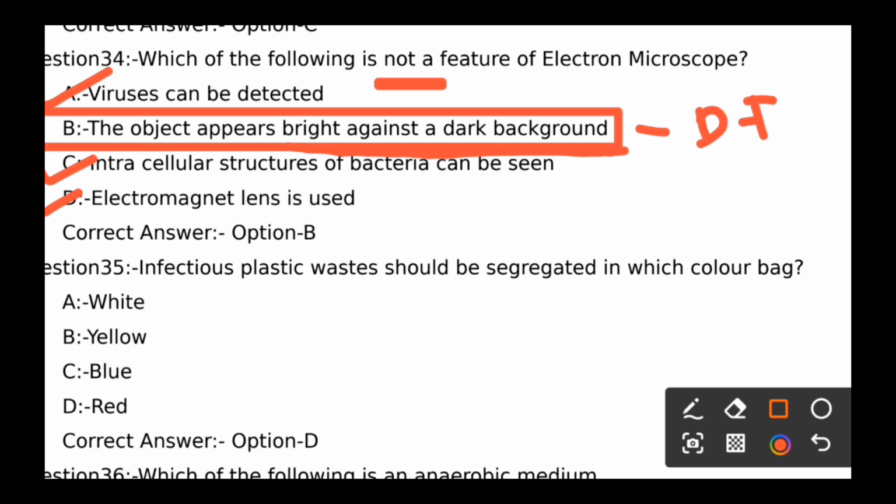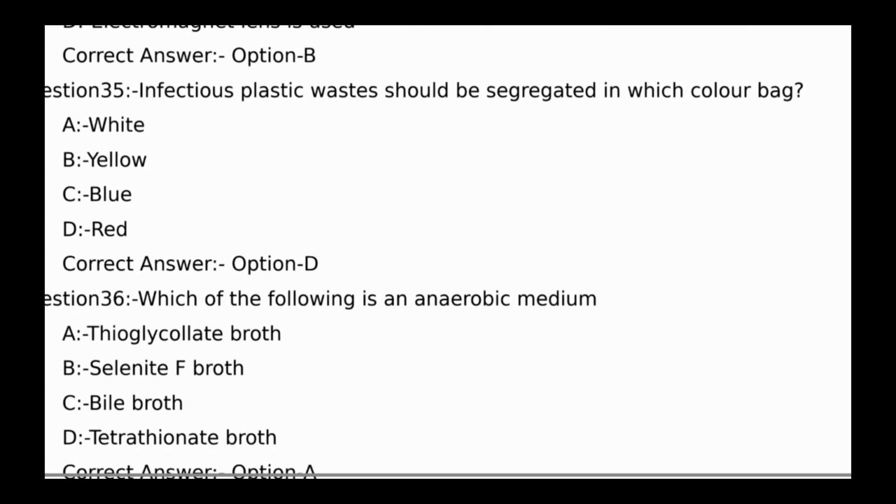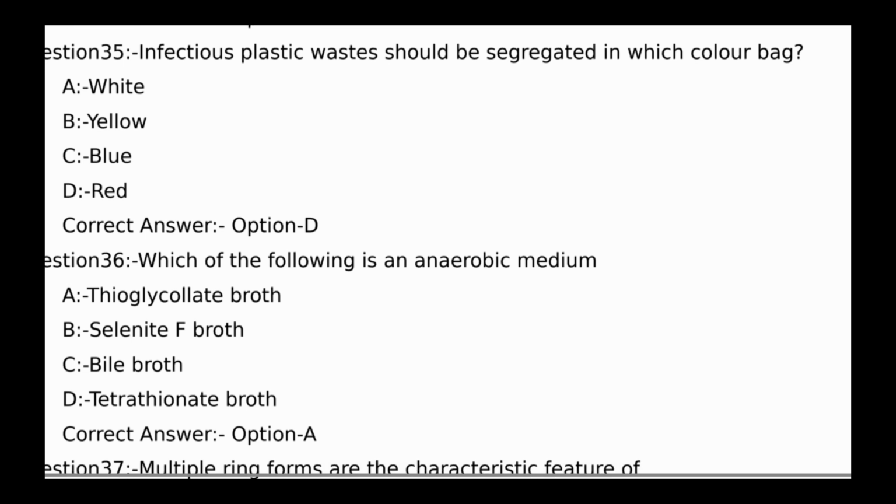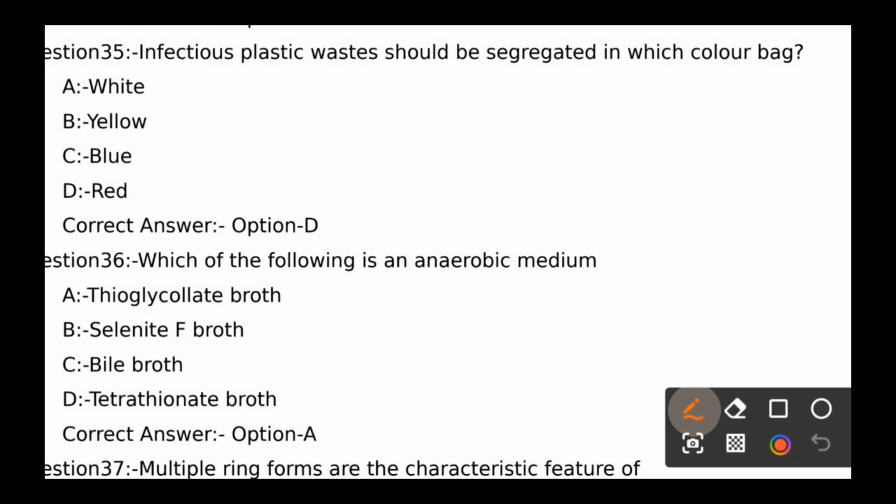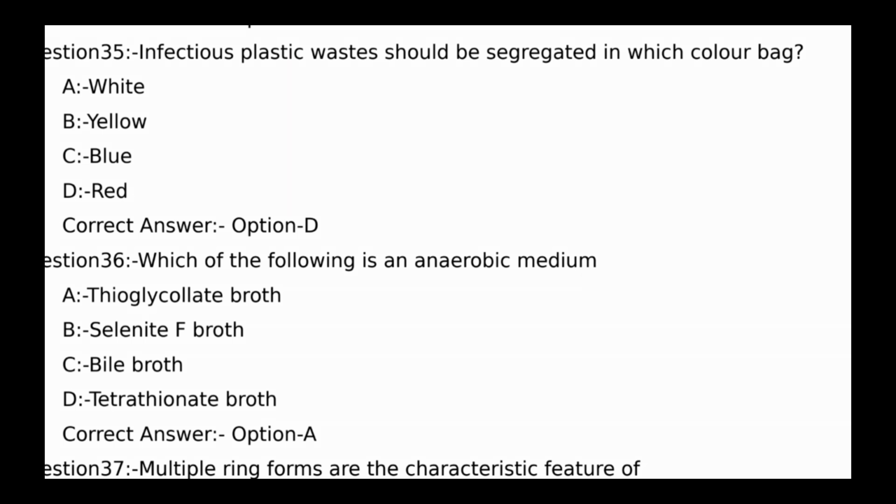Next question. Infectious plastic waste should be segregated in which color bag? Option A white, option B yellow, option C blue, option D red. The right answer is option D red. Infectious plastic waste should be segregated in red color bag.